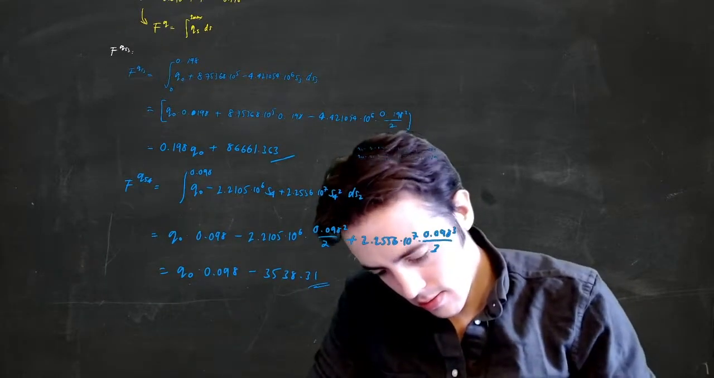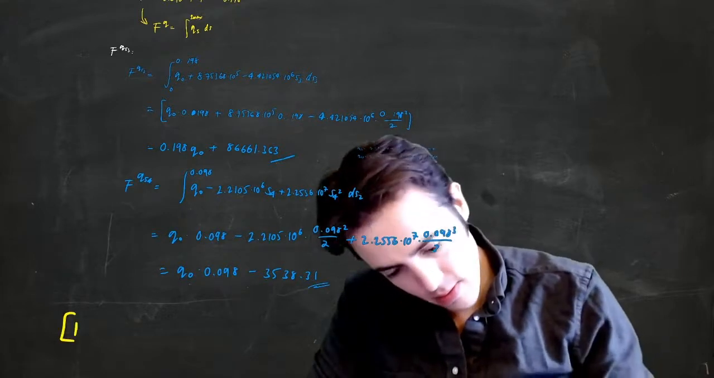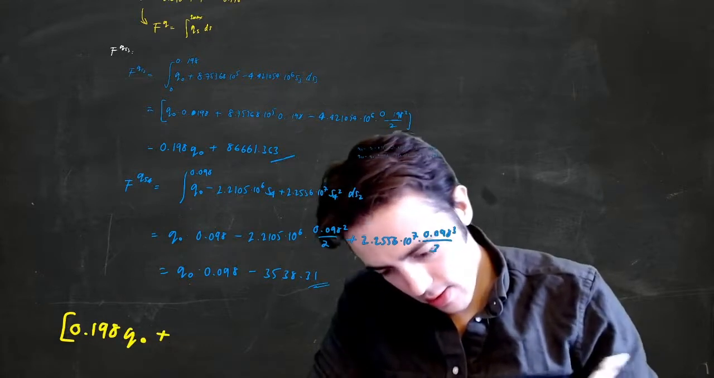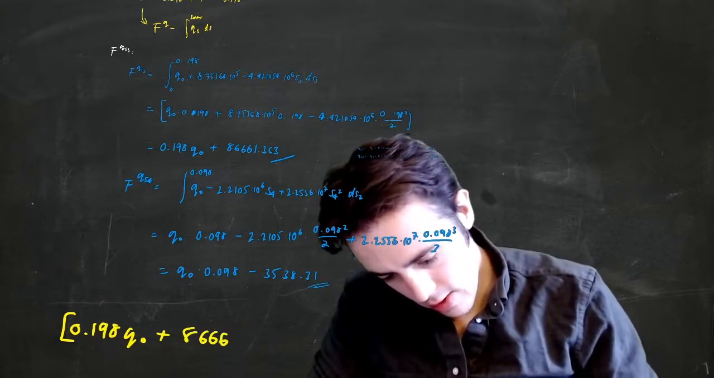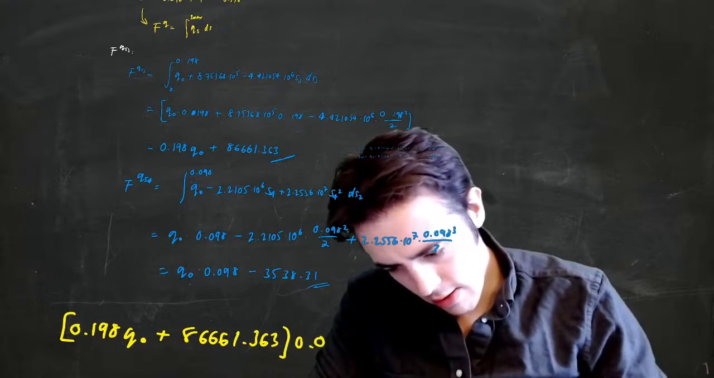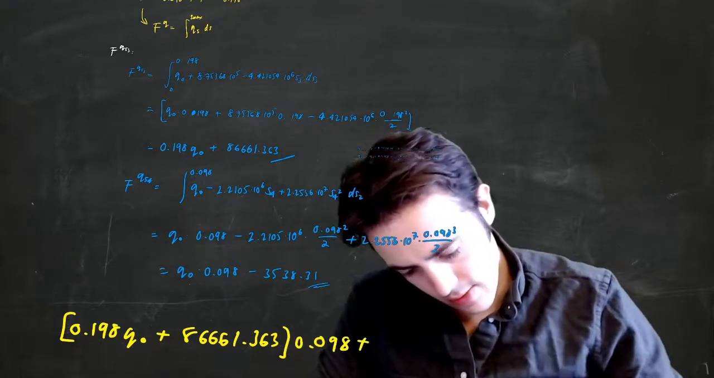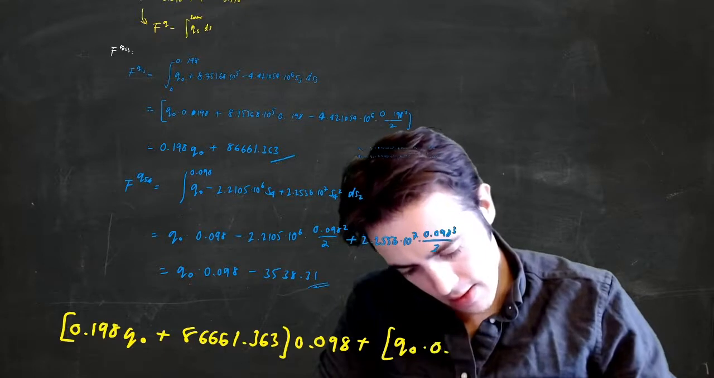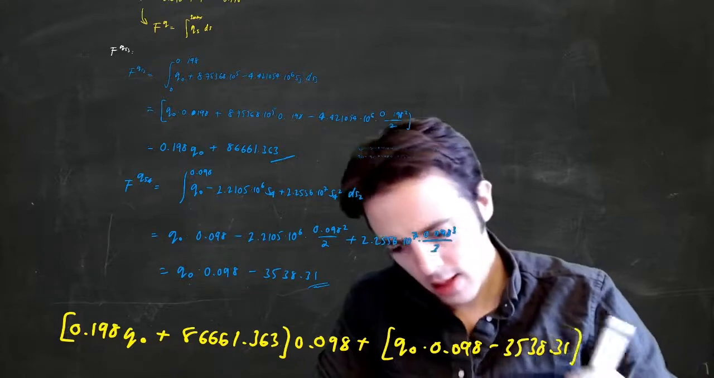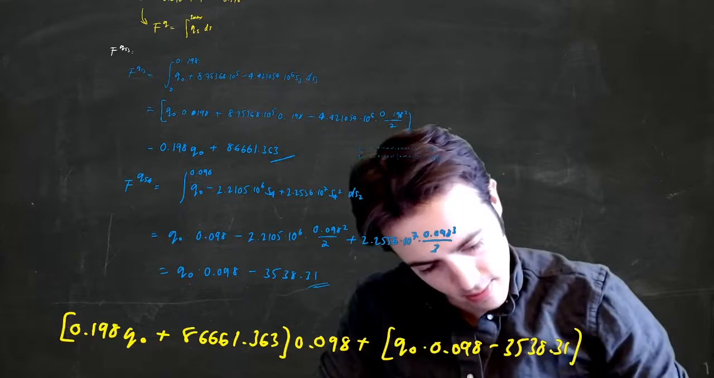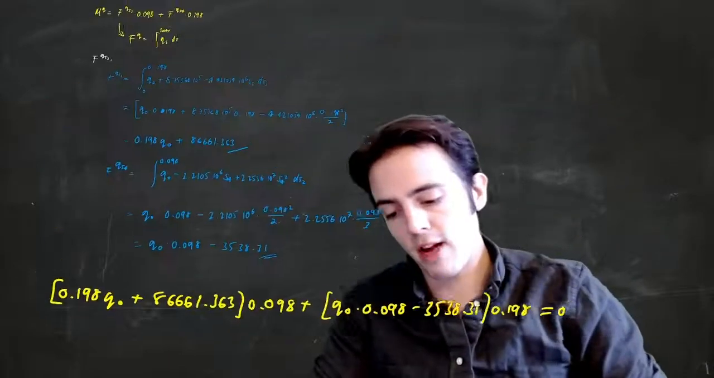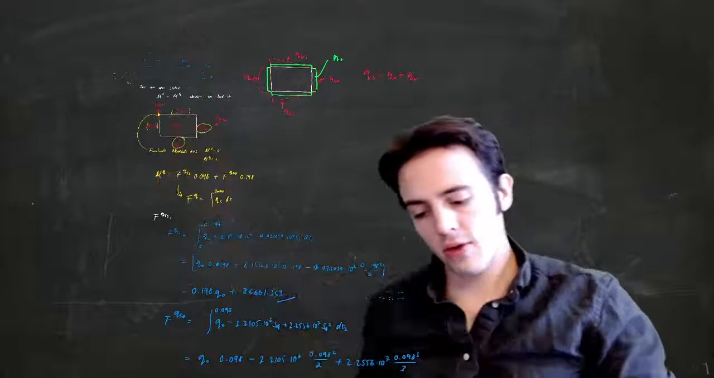So this first one, 0.198 Q0 plus 86661.363 multiplied by 0.098, plus Q0 multiplied by 0.098 minus 3538.31 multiplied by 0.198, has to be equal to 0, because it's got to provide the same moments when evaluated at this point as the applied shear force, which has to be equal to 0.